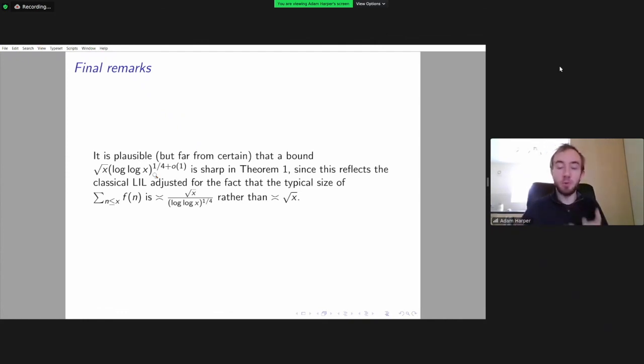There's going to be some kind of quite subtle interaction between the tail behavior at a single point and the dependence between the sums at different points that we need to understand.